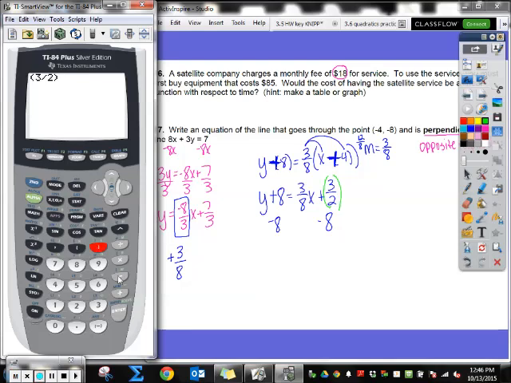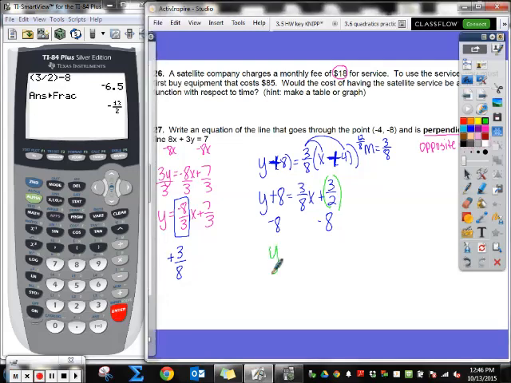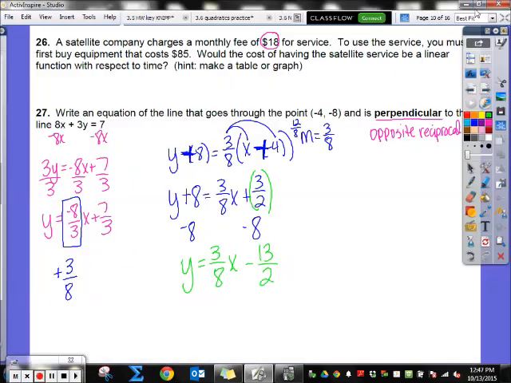Close parentheses, and then I'm going to minus 8. And then I'm going to press enter, and it gives me a decimal, and I would rather have a fraction, so I'm going to hit math, enter, enter, and it tells me that my fraction would be -13/2. So y equals 3/8 x minus 13/2. Remember, you should know how to do it by hand, but that's just a trick on the calculator to save some time.